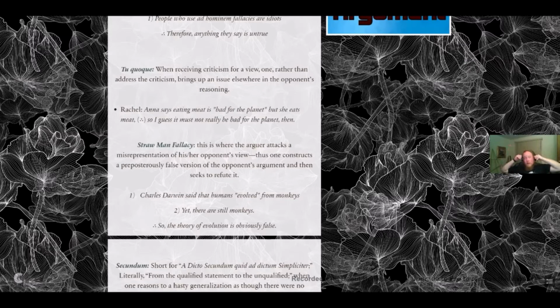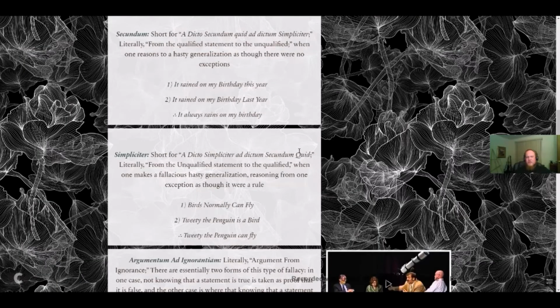So consider this. I've heard this one before many times. Charles Darwin said that humans evolved from monkeys. Yet there are still monkeys, so the theory of evolution is obviously false. It's a misrepresentation. It's a straw man fallacy, because nowhere did Charles Darwin say that humans evolved from monkeys. He would say that apes and monkeys share a common ancestor with human beings. He never anywhere said that we evolved from monkeys. That's a misrepresentation of Darwin. That's the problem here, is that you think you've beaten something by not articulating it correctly.